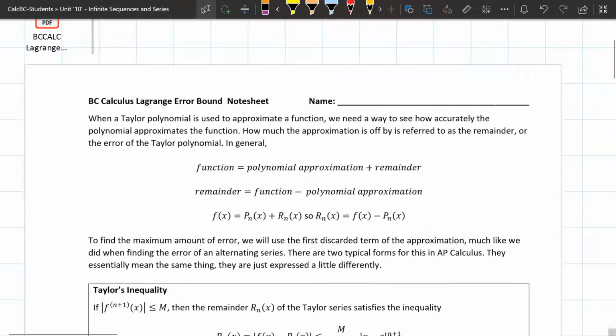All right, in this lesson, we're going to be talking about the Lagrange error bound. When a Taylor polynomial is used to approximate a function, we need a way to see how accurately the polynomial approximates the function. How much the approximation is off by is referred to as the remainder or the error of the Taylor polynomial. In general, the function equals polynomial approximation plus the remainder.